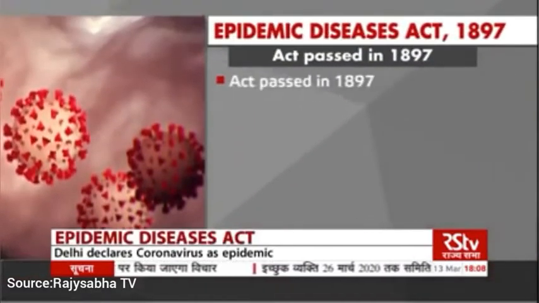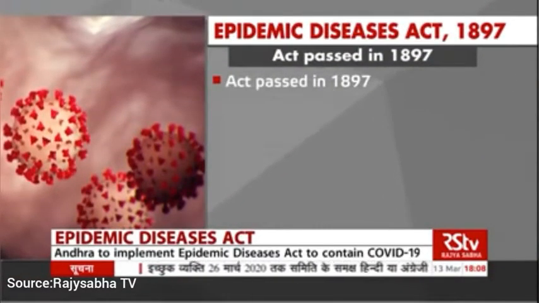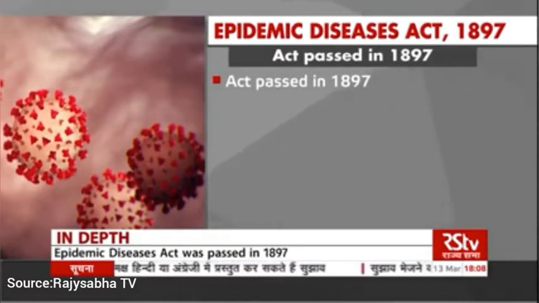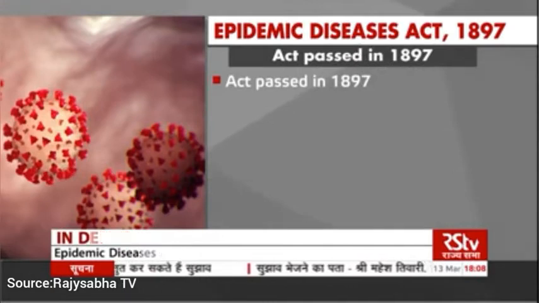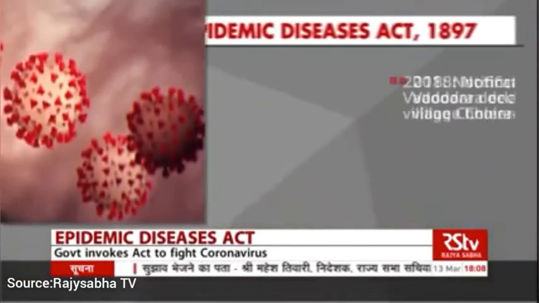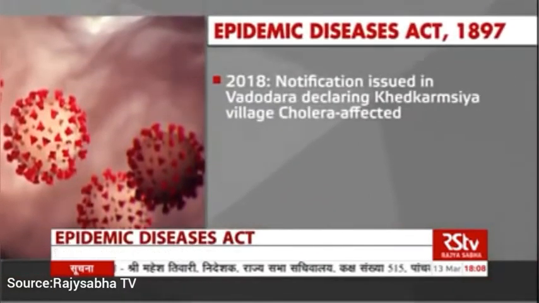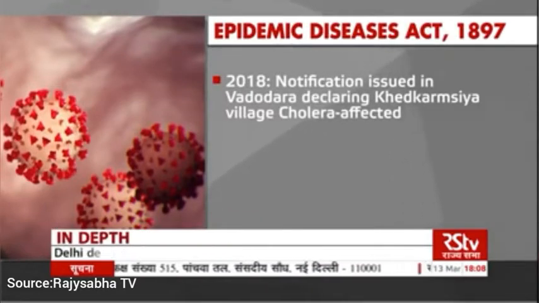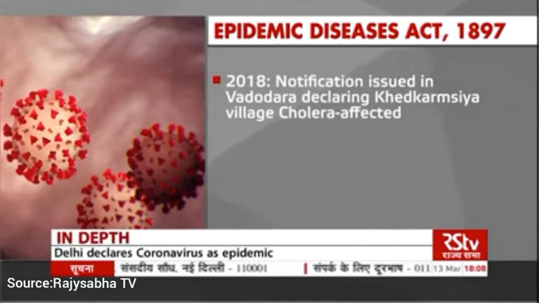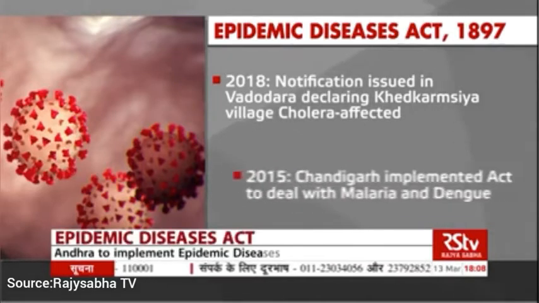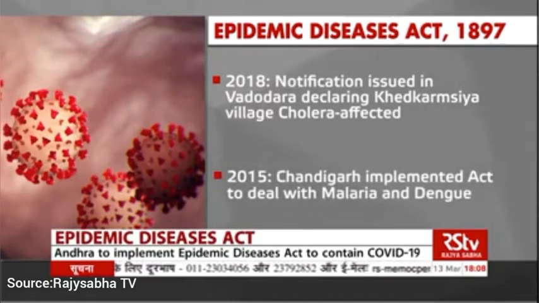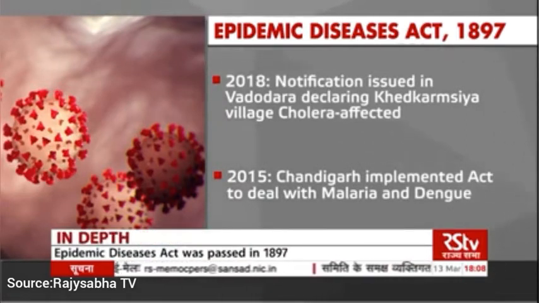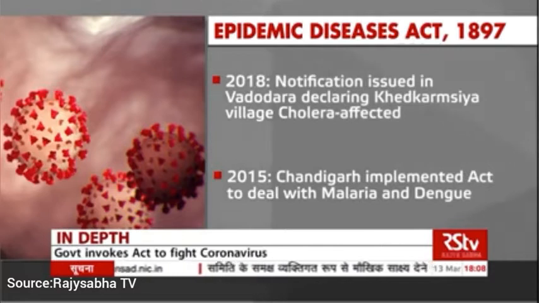The then Governor General of colonial India had conferred special powers upon the local authorities to implement the measures necessary for the control of epidemics. However, this is not the first time that this law has been invoked in India. In 2018, the District Collector of Gujarat's Vadodara issued a notification under the Act declaring the Khet Karmasya village in Vadodara district as cholera affected after 31 persons complained of symptoms of the disease.